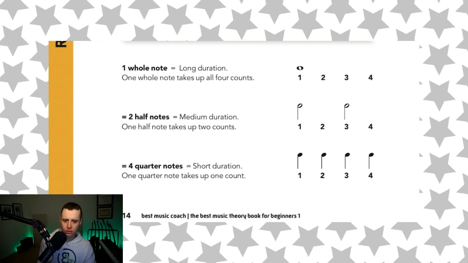That was a whole note. Here's a half note. 1, 2. Wow, that was a lot shorter. Here's a quarter note. 1.